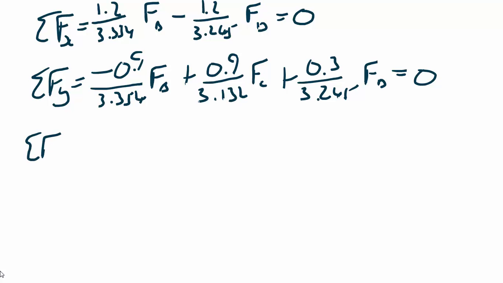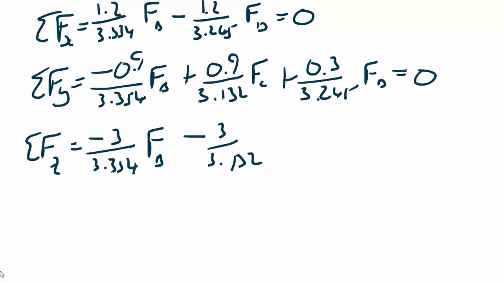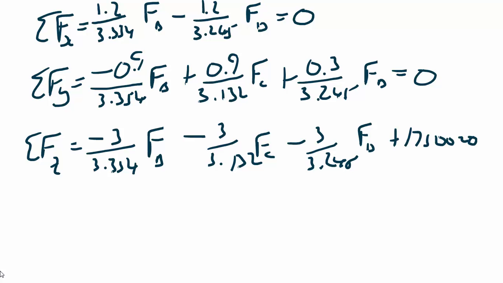And in the z direction, we're going to have minus 3 over 3.354 FB minus 3 over 3.132 FC minus 3 over 3.245 FD plus 17,500 equals 0. So plus because that's acting in the opposite direction. And then rather simply the lecture note just says solve simultaneously to find the answers.